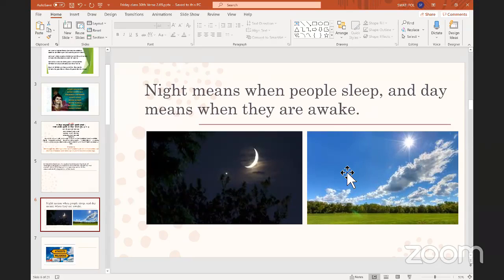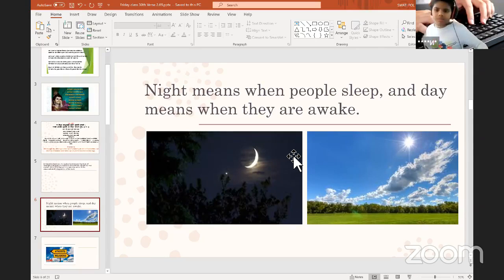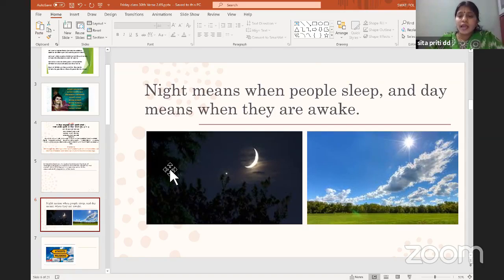It is very bright. So when it is daytime, do you need a torch in the daytime? No. Manmay, do you need a torch in the daytime? Mataji, we don't need a torch in the daytime because the sun is like a bright torch. Yes. So now this is day and night.